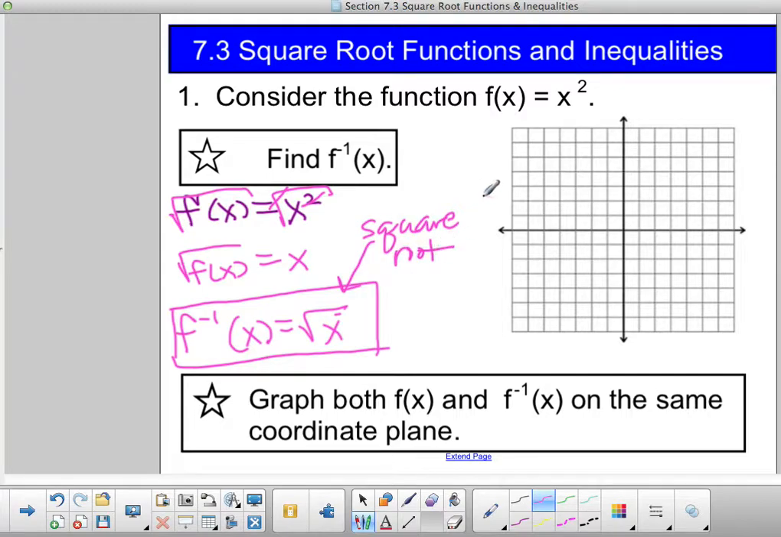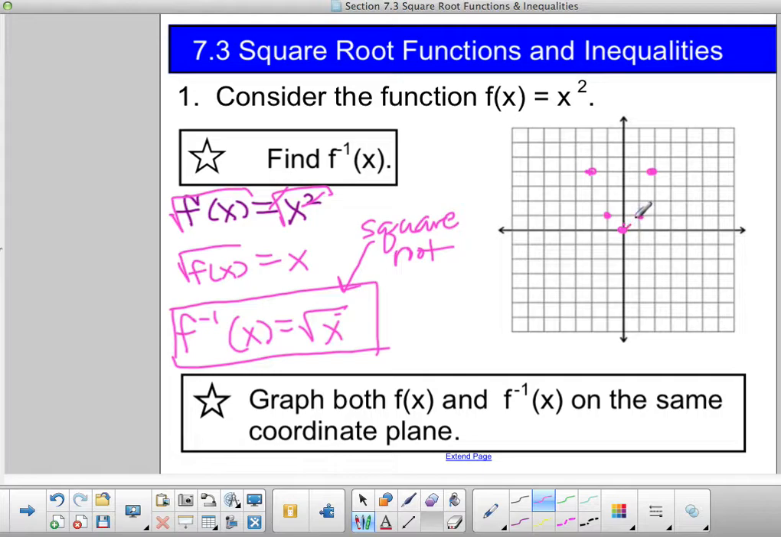So let's start out with the function that we know, f of x is equal to x squared. We know that's a parabola, so let's graph it. If I plug in 0, 0 squared is 0, so I have the ordered pair 0, 0. If I plug in 1, 1 squared is 1. If I plug in negative 1, I will get out 1 because negative 1 squared is 1. If I plug in 2, 2 squared is 4. Same thing if I plug in negative 2. Negative 2 squared is 4 because negative 2 times negative 2 is 4.